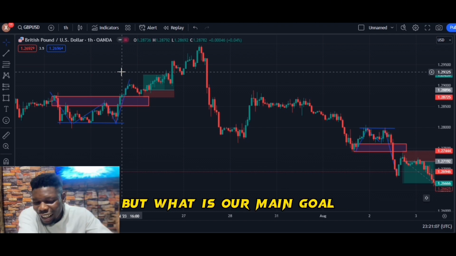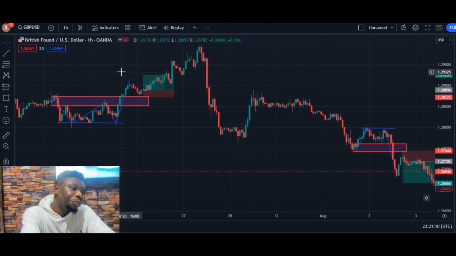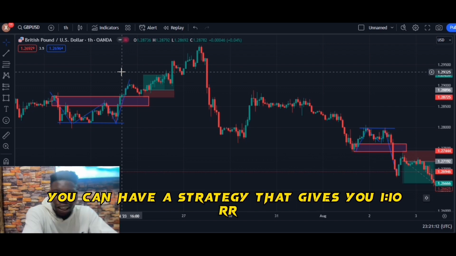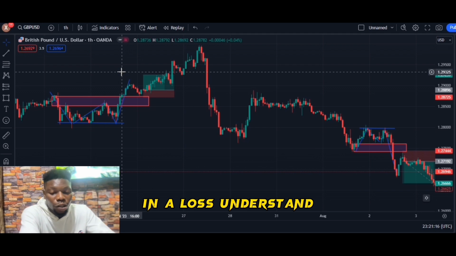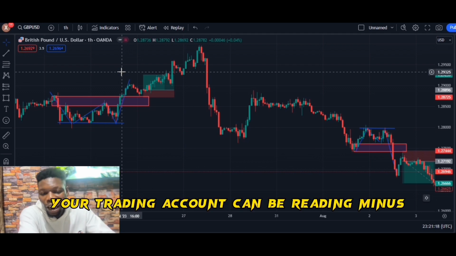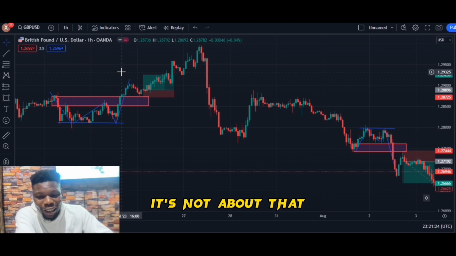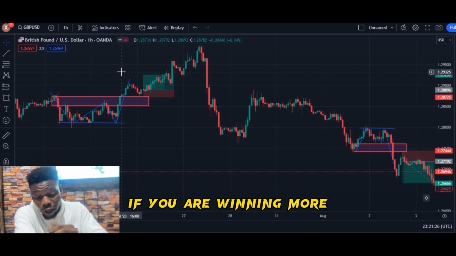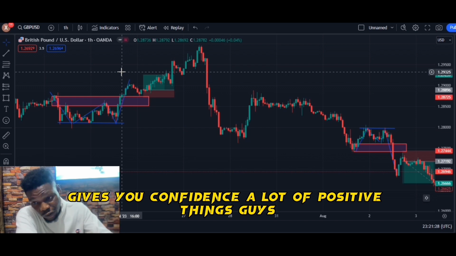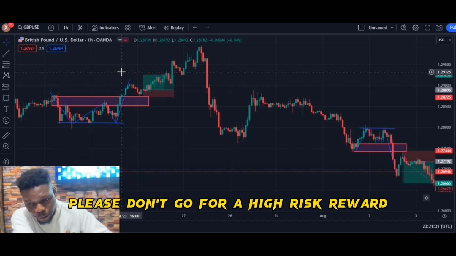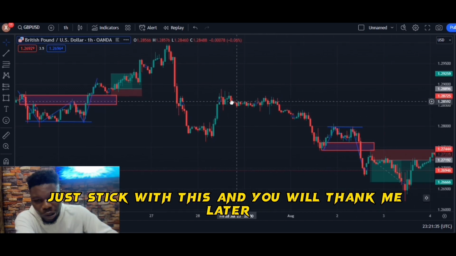But what is our main goal? Our main goal is to be profitable. You can have a strategy that gives 1:10 and you can still be in a loss. Understand? Your trading account can be reading minus. It's not about that. It's about winning. And if you are winning more, it helps the psychology. It gives you confidence. A lot of positive things, guys. Please don't go for a high risk reward. Just stick with this, and you will thank me later.